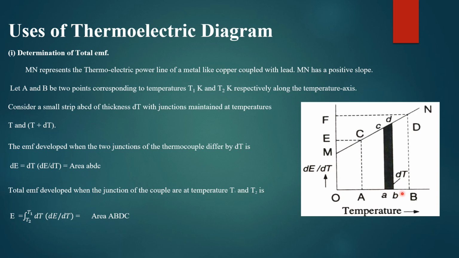The EMF developed when the two junctions of this thermocouple differ by a temperature dT is dE is equal to dT into dE by dT, that is nothing but the area ABDC. The total EMF developed when the junctions of the couple are at temperatures T1 and T2 is, we have to integrate between the limits T1 and T2, dT into dE by dT. Therefore, this is the area ABDC.